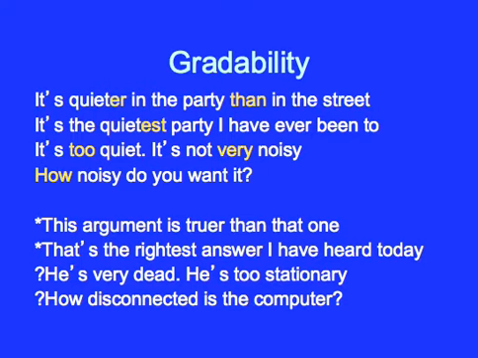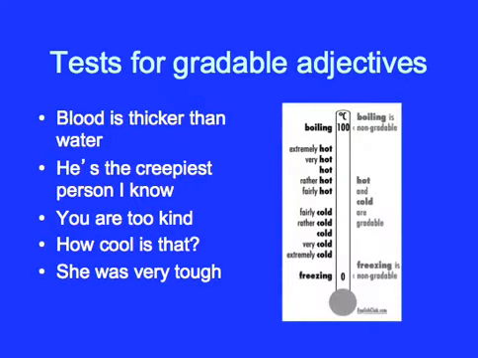But let's look at the word true. Remember, before we looked at true and false as being complementaries. Okay, this argument is truer than that one. Okay, and there's an asterisk there to suggest that's kind of weird. That's the rightest answer I've ever heard. No, that's weird. He's very dead. He's too stationary now. How disconnected is the computer? So words like dead, disconnected, stationary are not gradable adjectives. What they are in a sense is absolutes.